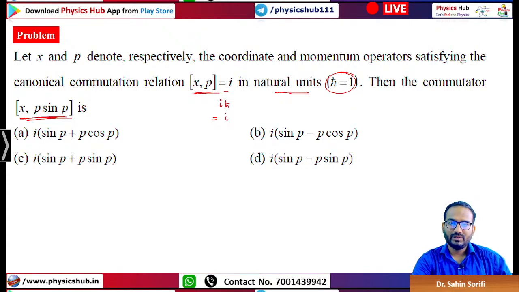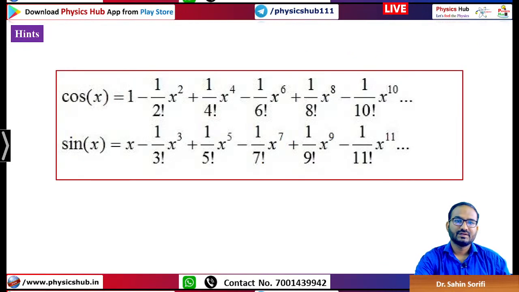Here you may require to apply this infinite series. You know this infinite series: cos x = 1 minus x squared by 2 factorial plus x to the power 4 by 4 factorial minus x to the power 6 by 6 factorial. So, even powers with alternate signs. Sin x = x minus x cubed by 3 factorial plus x to the power 5 by 5 factorial minus x to the power 7 by 7 factorial, and so on. Here you see the powers are odd with alternate signs. So you already know this, and it may be useful in this problem.